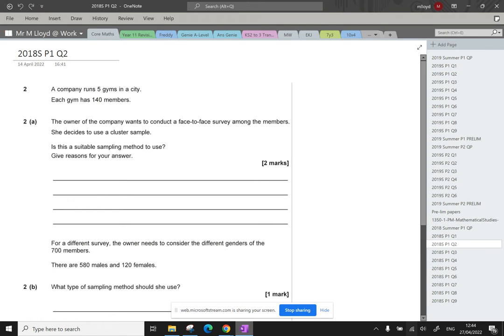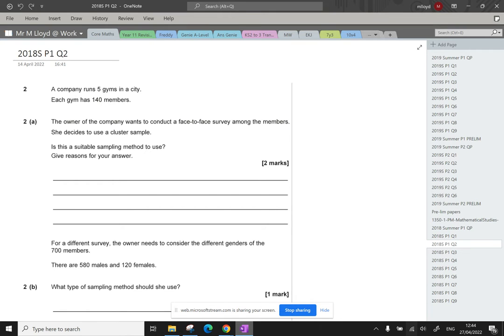Hello. Okay, question 2 on the AQA Level 3 Core Maths 2018 Summer Paper 1. A company runs 5 gyms in a city. Each gym has 140 members. The owner of the company wants to do a face-to-face survey among the members. She decides to use a cluster sample. Is this a suitable sampling method to use?